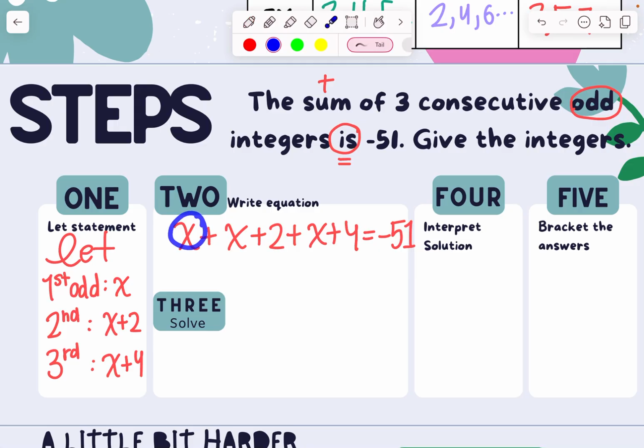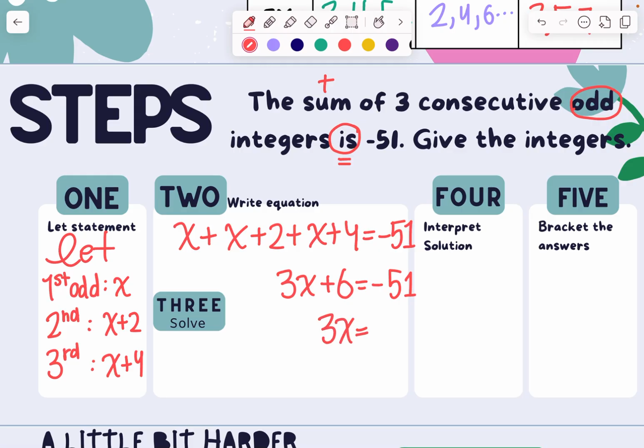Of course, now I'm going to combine like terms. I have 1x, 2x. I have 3 x's. I have plus 2 plus 4 to give us 6. And that is equal to negative 51. And I'm cruising here. I'm going to subtract 6 from both sides. 3x is equal to negative 57. I need my calculator for this one. Maybe you already know the answer. 57 divided by 3. And the answer is negative 19. Let's assess this. X is equal to negative 19.